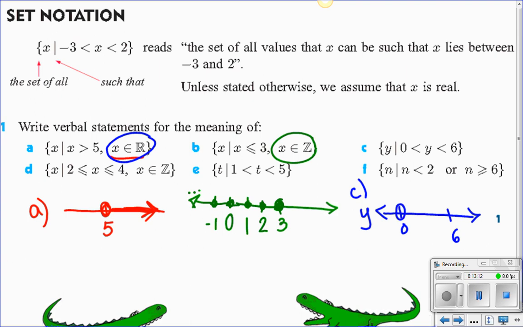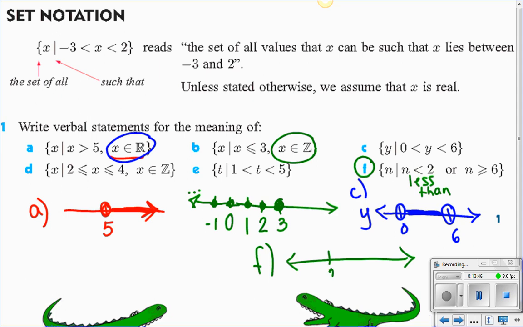Okay, it doesn't say that it's integers or natural numbers or any other set of numbers. So we don't include 0, we don't include 6 because they don't have an equal sign. Okay, I'm going to do one more, letter F here. So F is the set of all values n such that n is less than 2, or n is greater than or equal to 6. Okay, so again, we assume it's all real numbers because it doesn't say otherwise.